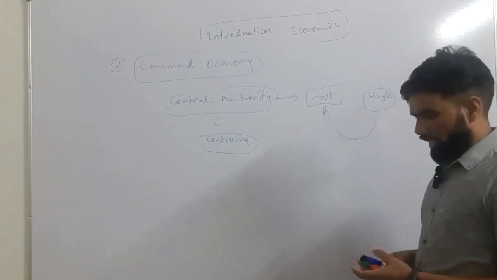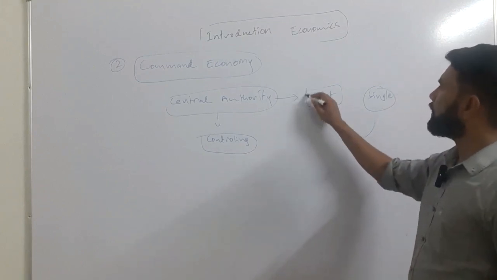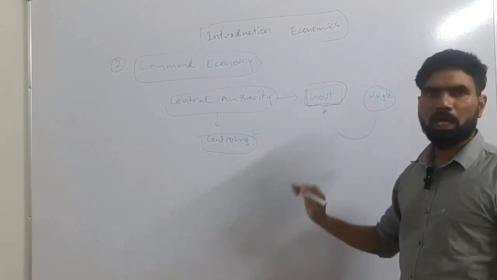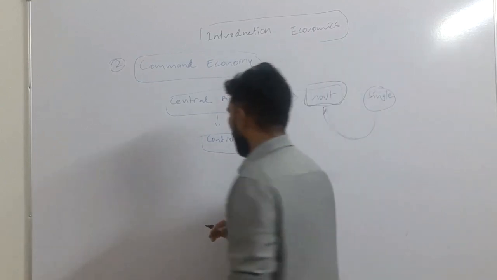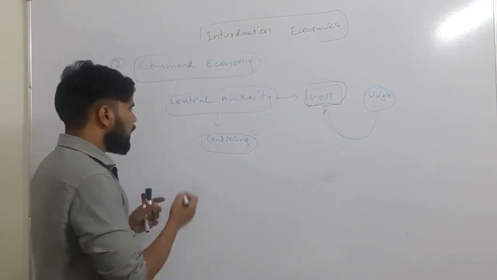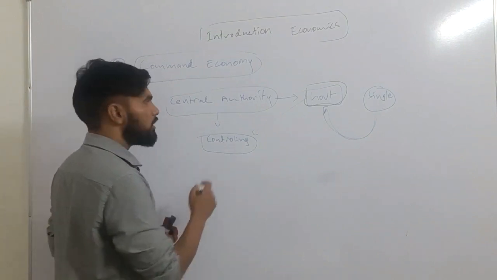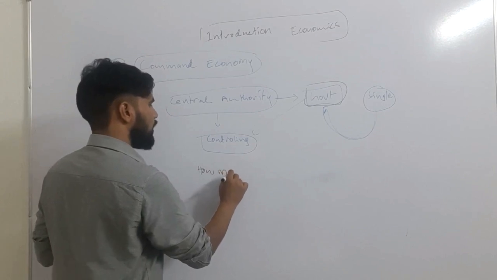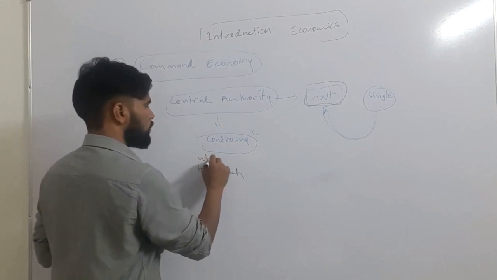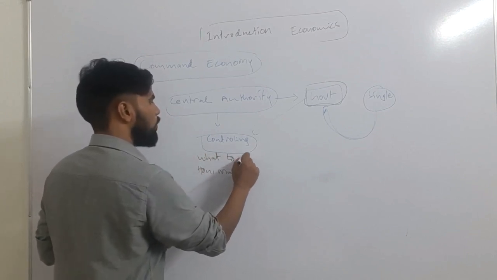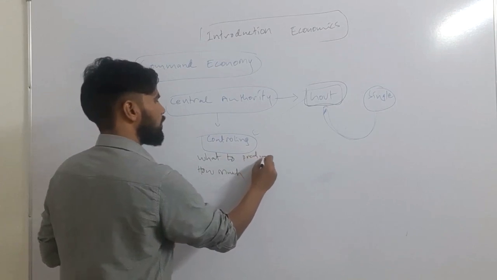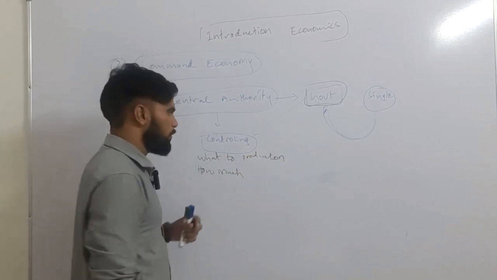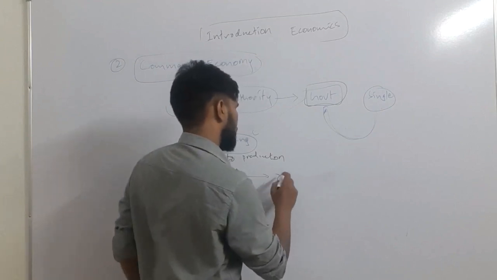So the government will be there, and it will be controlling all the aspects of the economy, starting with the production of goods and services. Within production, the government will decide what to produce, what goods and services have to be produced, and how much they have to be produced. How much means quantity.